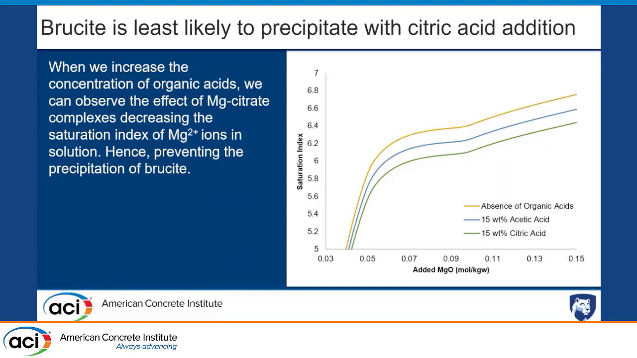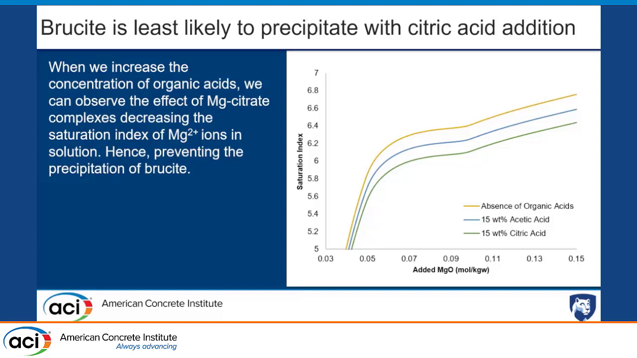One thing I wanted to mention here is that when we increase the addition of citric acid and acetic acid, we see that brucite is least likely to precipitate when we use citric acid. One reason why that may make sense from our thermodynamic models is that citric acid is a ligand that has three places where it can complex with magnesium ions in solution.